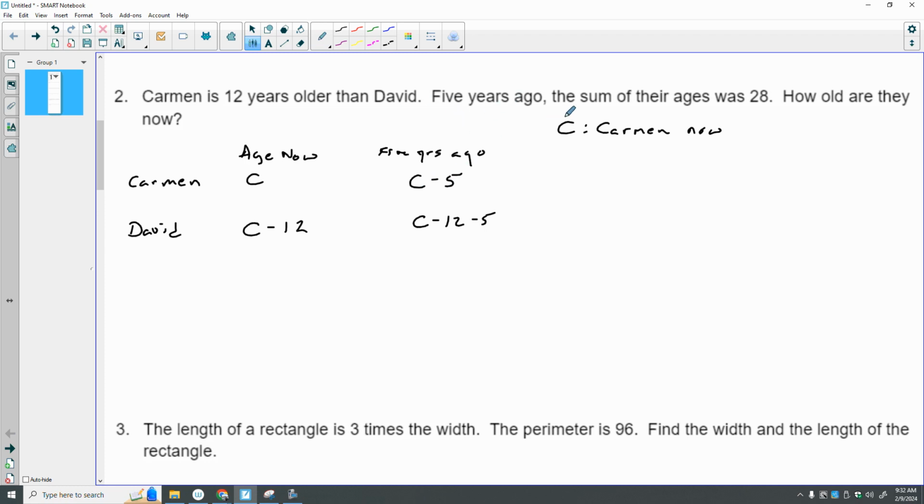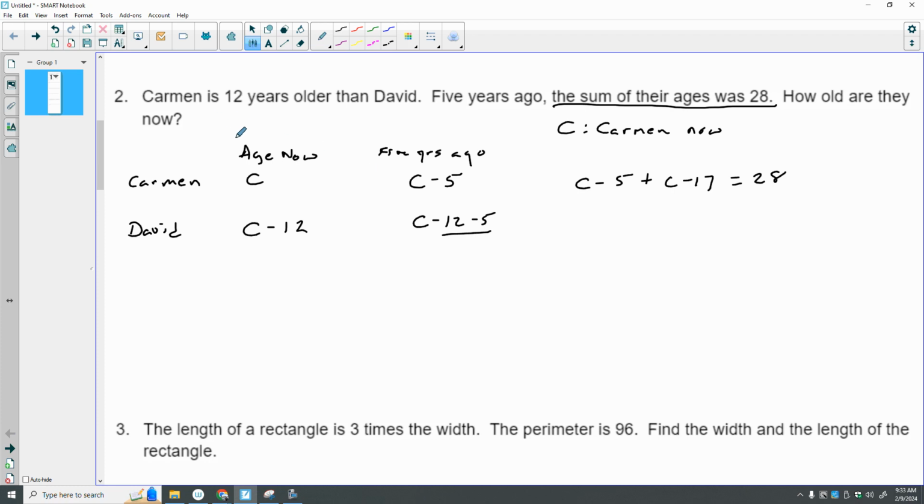Okay, now let's write an equation based upon what the rest of the situation is. The sum of their ages is 28. 5 years ago, Carmen is C minus 5. 5 years ago, David is C minus 17, right? Combining like terms. The sum, so Carmen's age plus David's age has to equal 28.